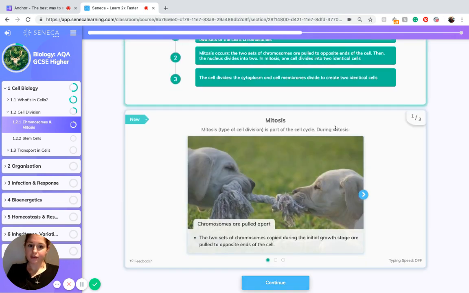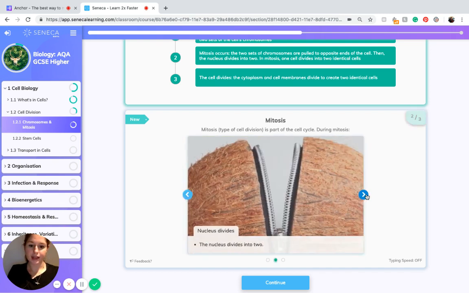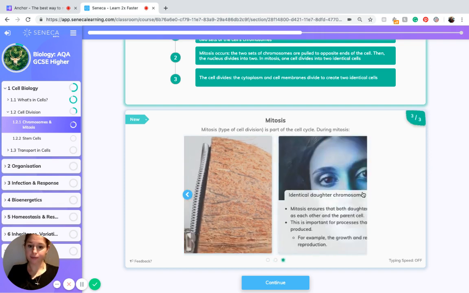So let's look in more depth at mitosis. So mitosis, which is the second step in cell division, is part of the cell cycle. So during mitosis, chromosomes are pulled apart. The two sets of chromosomes copied during the initial growth stage are pulled to the opposite ends of the cell. Then the nucleus divides into two.